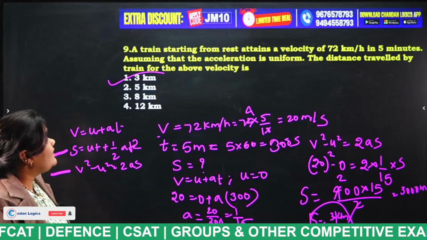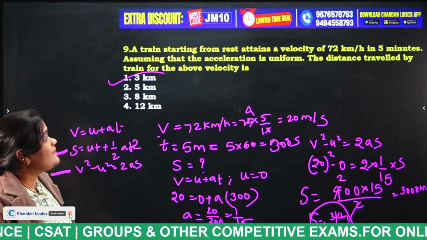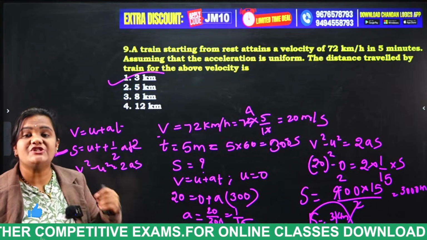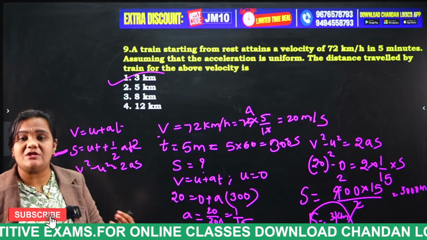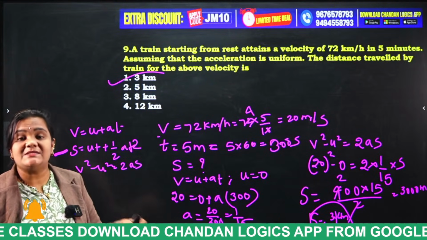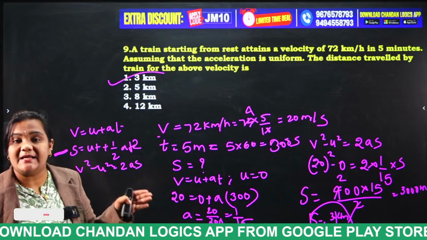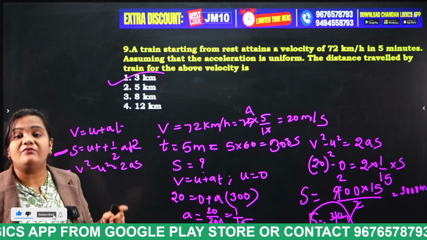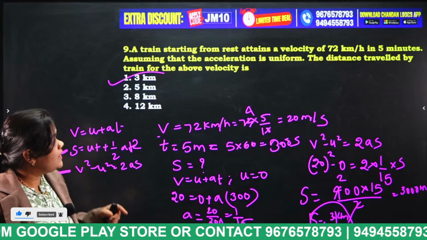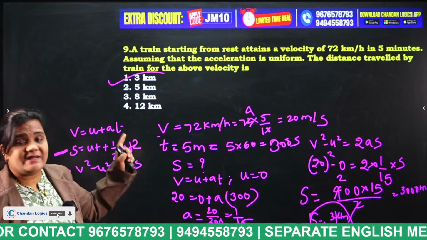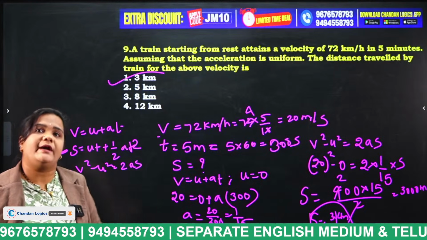Actually, they have given that a train starting from rest. So the train which is starting from rest, initially what is the velocity of that train? 72 kilometers per hour. That means the train is going at a rate of 72 kilometers in 1 hour, in 5 minutes, assuming that the acceleration is uniform. Is it okay? Okay, done.